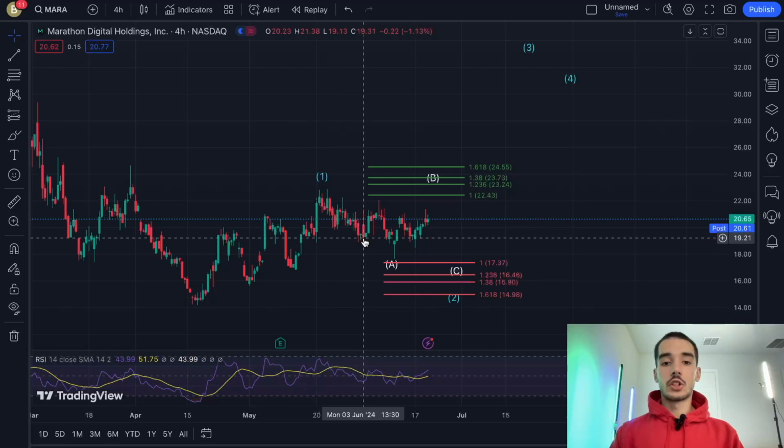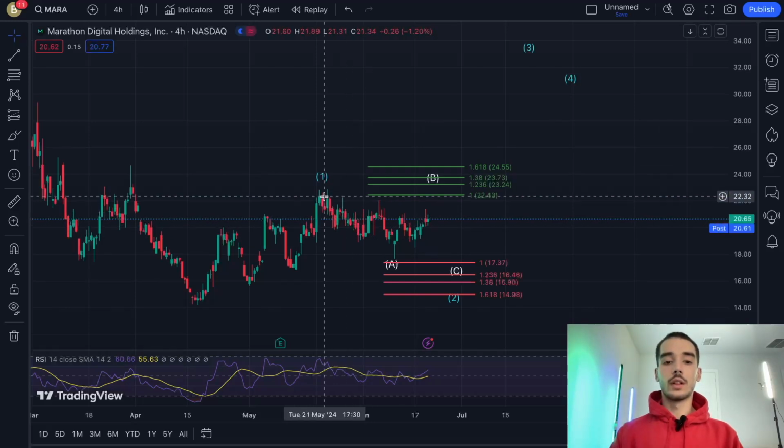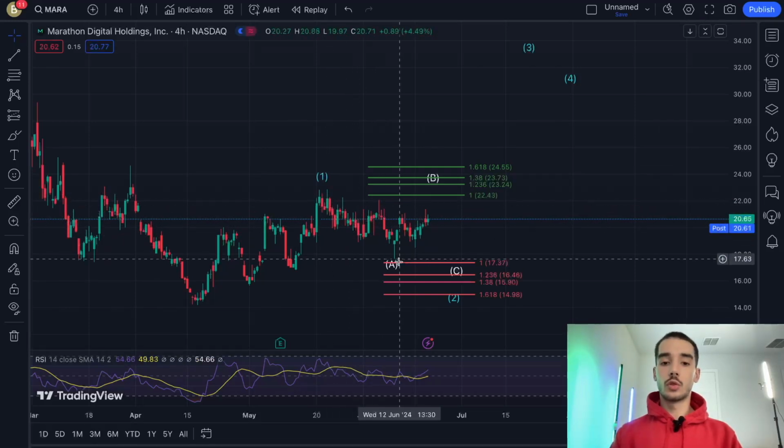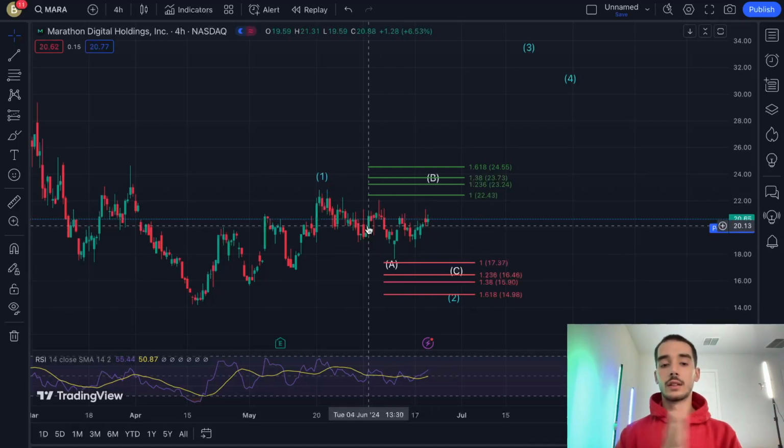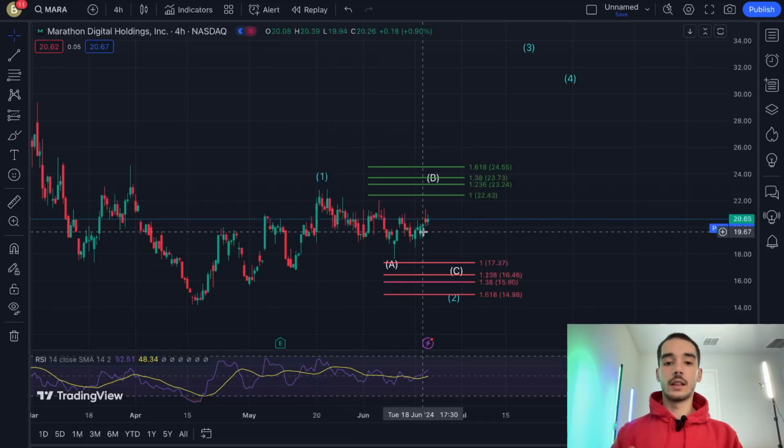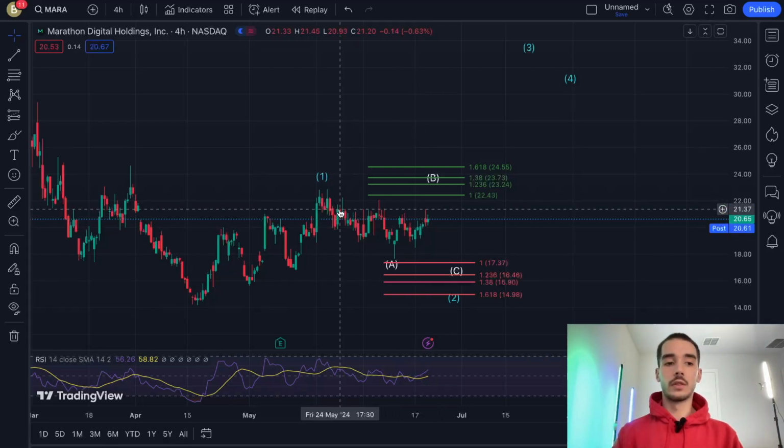And the reason I say that is because this is very shallow. You can't really count this as a 1, 2, 3 wave count, although you could, but due to the shallowness and how quick this played out, although second waves tend to play out fairly quick, I would like to see this show a little bit more of an aggressive correction on this second wave.